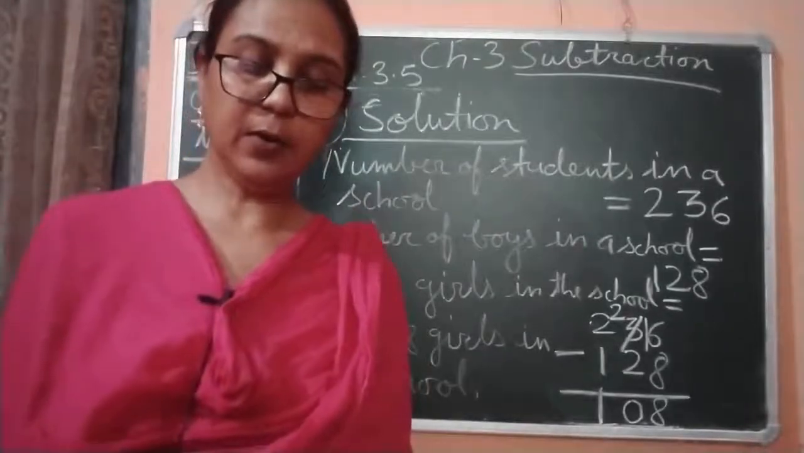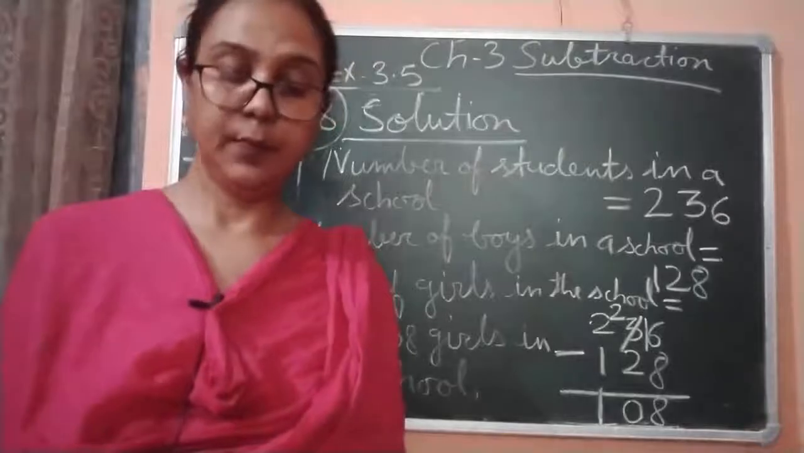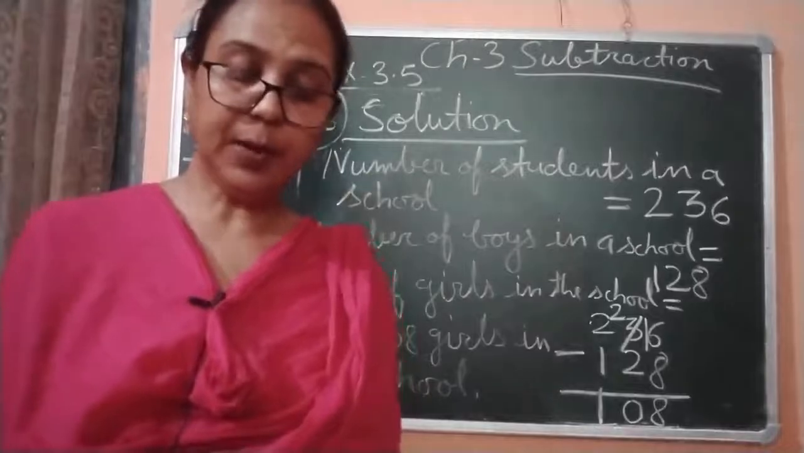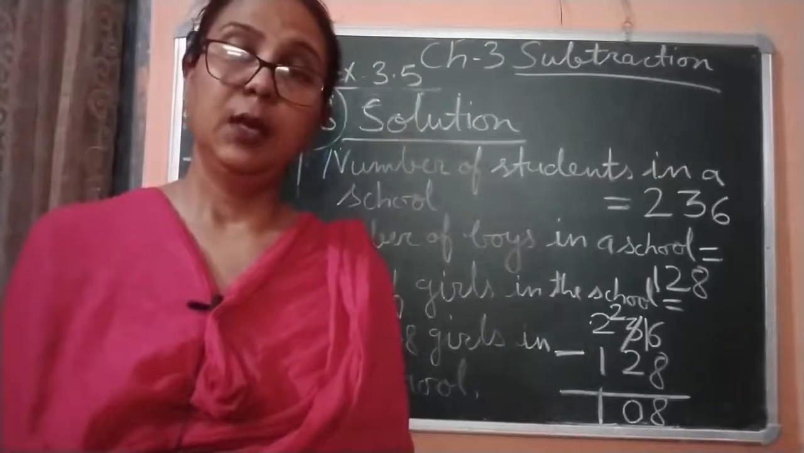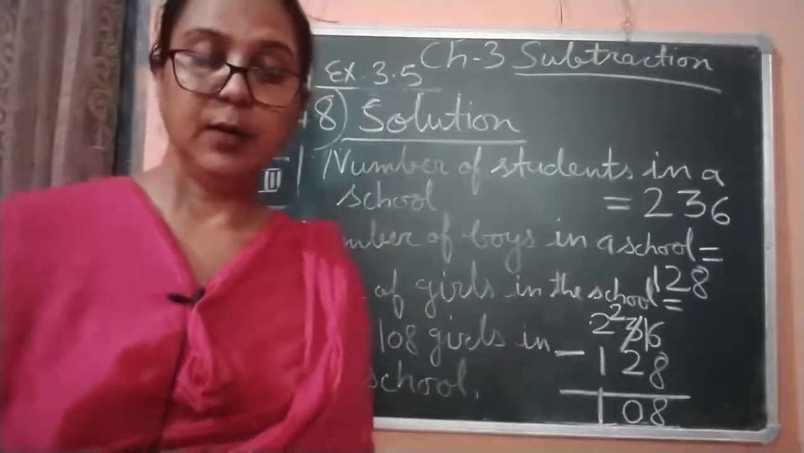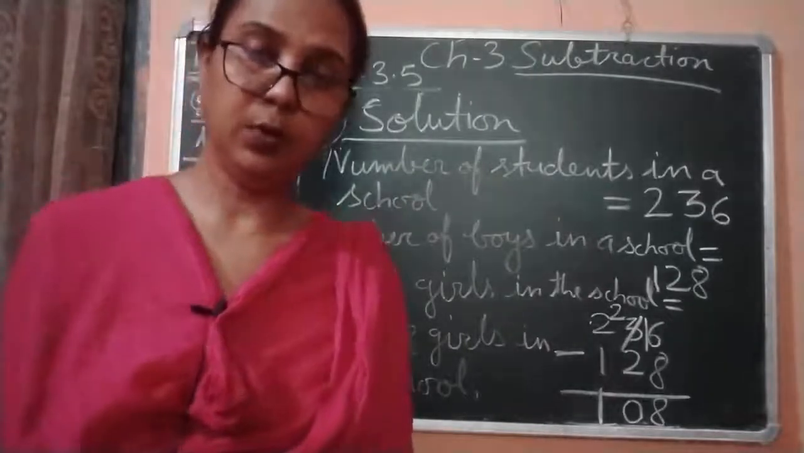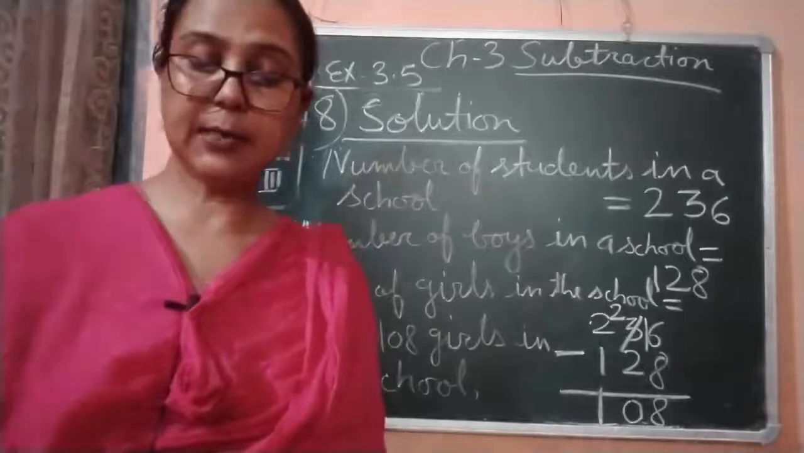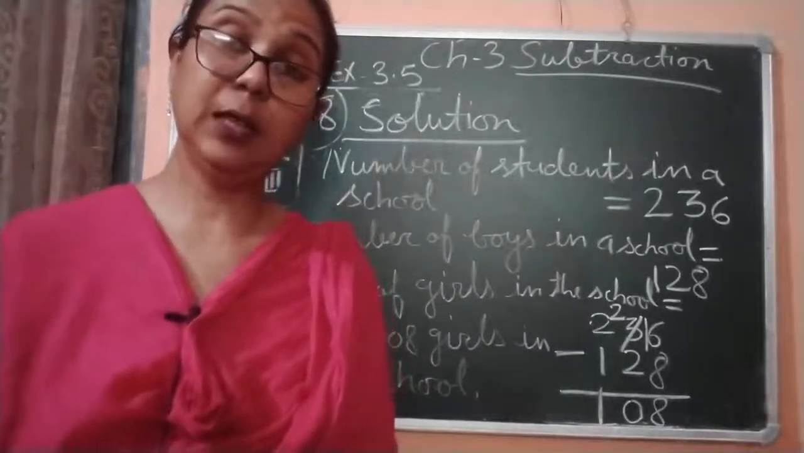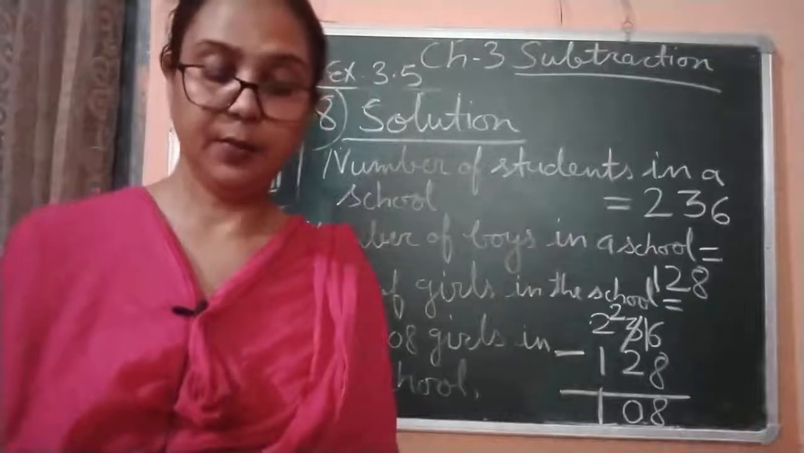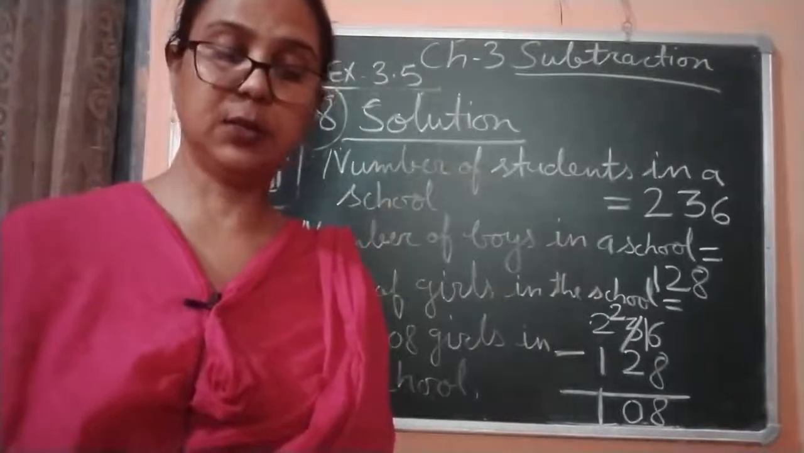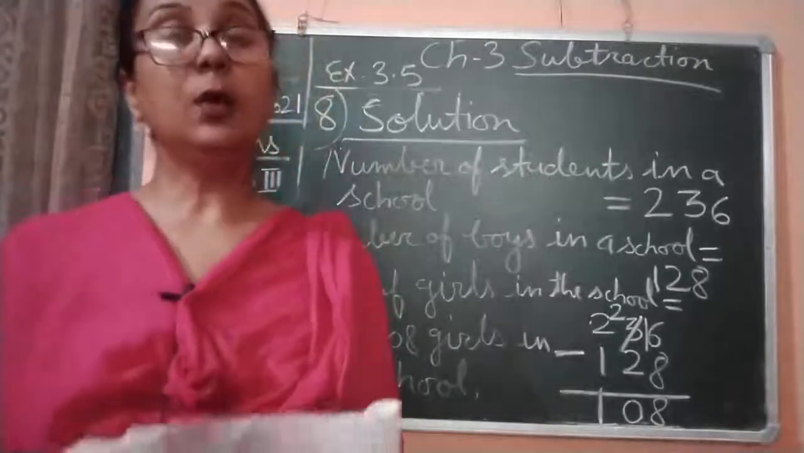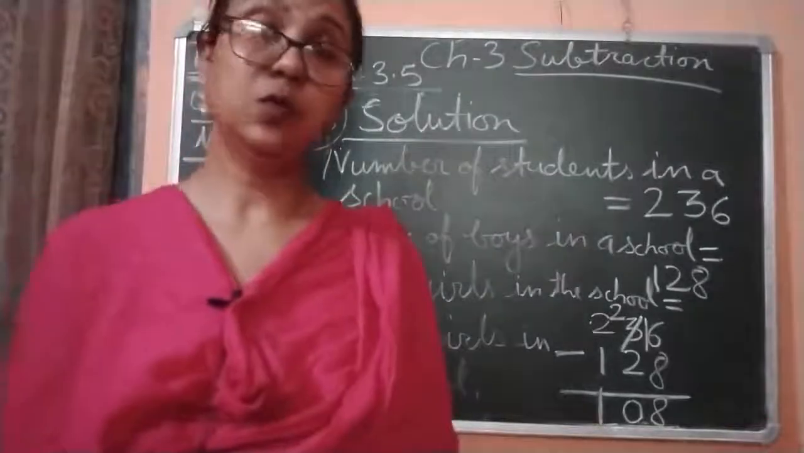Tinu read 829 pages of her storybook. The book contains 978 pages. How many pages are still to be read? It means Tinu read 829 pages of her storybook. Tinu ने कितने pages पढ़ लिए अपनी story book के? 829. The book contains 978 pages. और book में कितने pages हैं total? 978. So the question is, how many pages are still to be read? Are still to be read. It means कितने questions, कितने pages अभी भी बच गए हैं उसको पढ़ने के लिए.